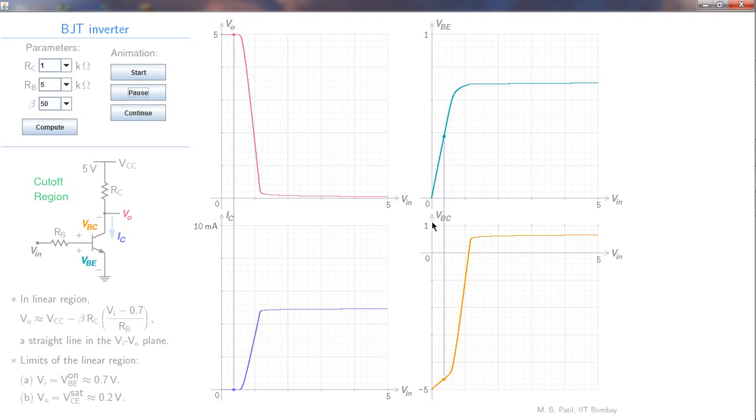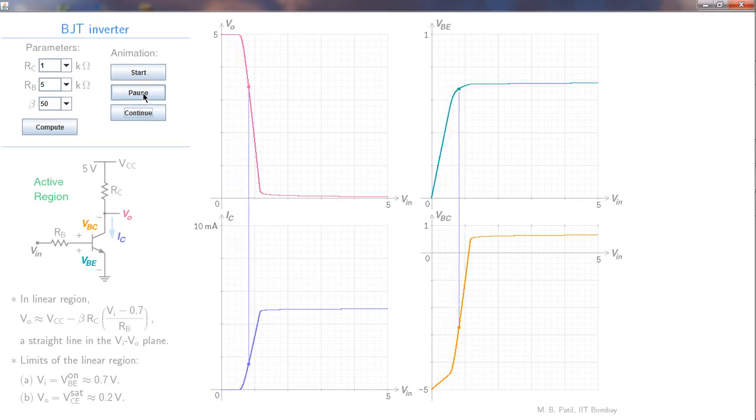The base collector junction is under reverse bias. VBC is between -5 and -4, and VBE is positive, but it is not sufficiently large to make the base emitter diode forward biased, and therefore the collector current is still very small. Let's continue.